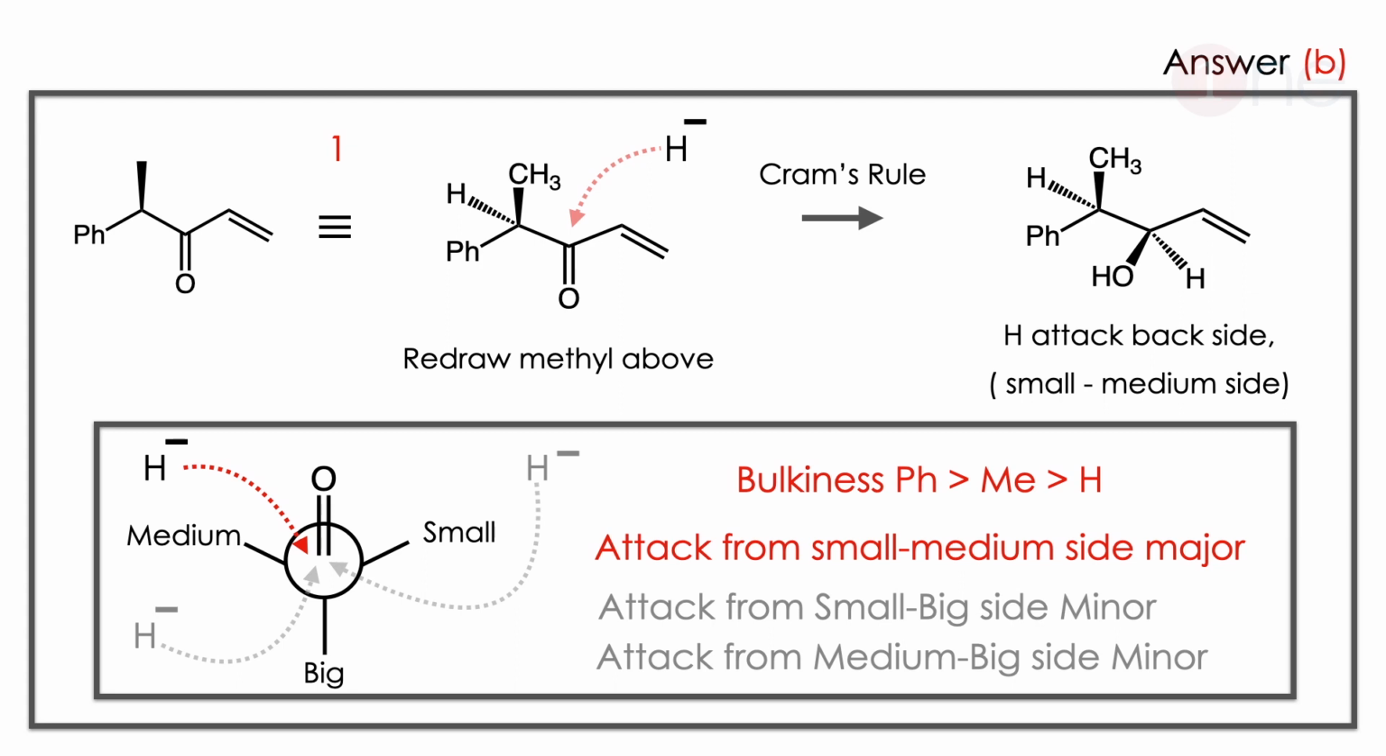So the product will be B. So here you have to know Cram's rule, which is decided by the bulkiness. So Ph, Me and H is the order. So attack from the small and medium side will be the major one.